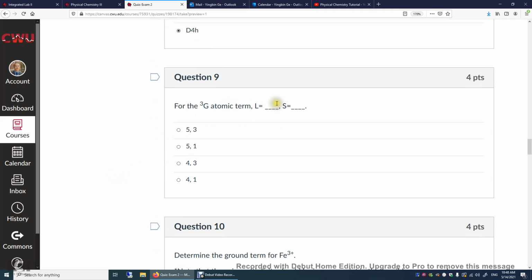For this atomic term, L equals what? S equals what? This 3 is the spin multiplicity. The spin multiplicity is equal to 2S plus 1, then S is equal to 1. L equals 4, because when you have S, P, D, F, G, L is 0, 1, 2, 3, 4. So 4 and 1. All right, so over here you just need to be familiar with the spin multiplicity and with the symbols for this angular momentum.